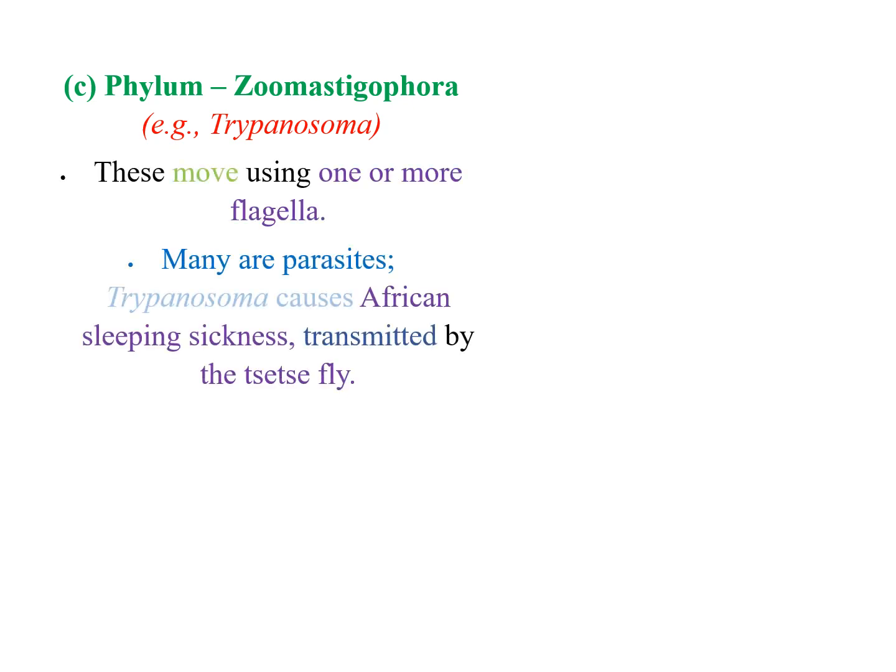Next phylum, it is Zoomastigophora. Trypanosoma. They move using one or more flagella. Many are parasites. Yes, Trypanosoma causes African sleeping sickness, transmitted by the tsetse fly.